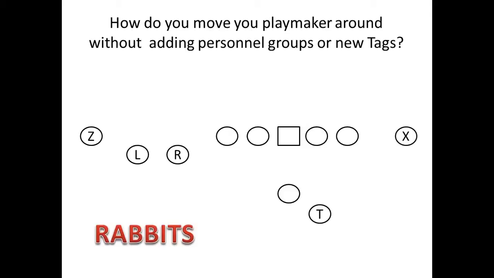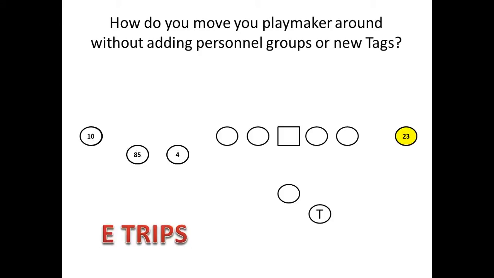All right, how do you move your playmaker around without adding personnel groups or tags? We kind of struggled on this early on. It's like, well, let's just call it gazelles, let's just call it jackrabbits, let's call it whatever. Well, we wanted to make it easier on the kids and ourselves, so we ended up just tagging the players.